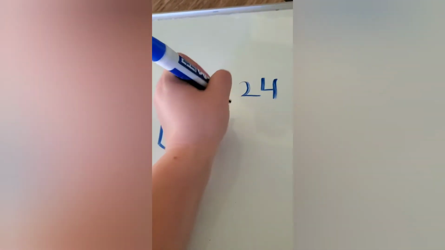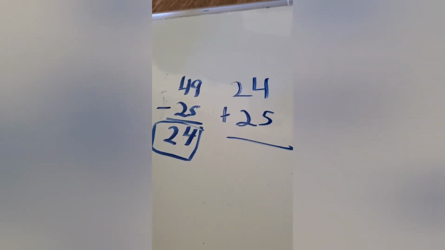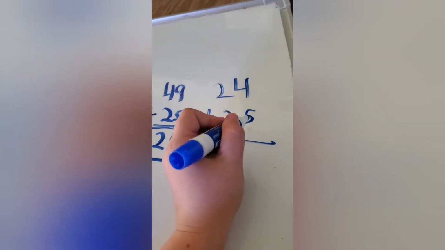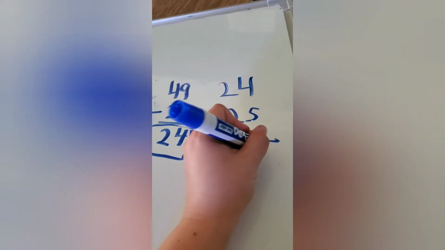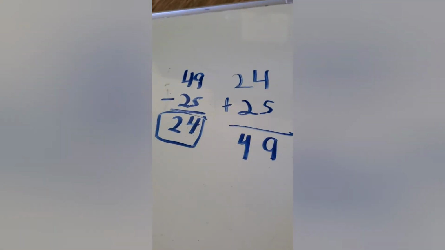I'm going to take 24 plus 25 and see if it equals 49 to see if my answer is correct. So let's see. 5 plus 4 is 9, and 2 plus 2 is 4. Yay! Isn't that awesome? We got it correct. Okay, so now that we have practiced, we are going to move on to solving more problems, okay?